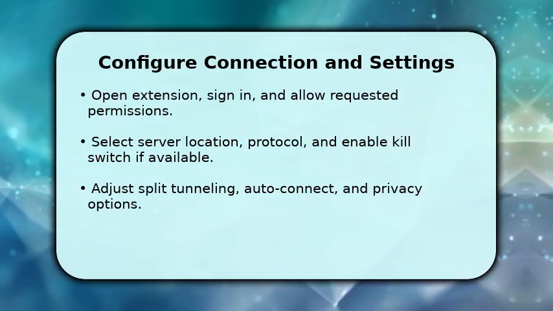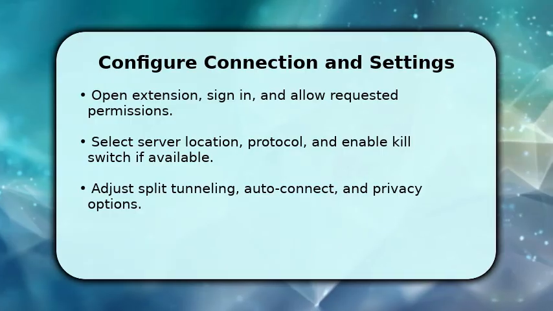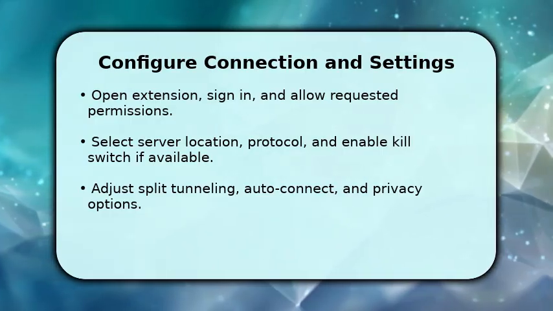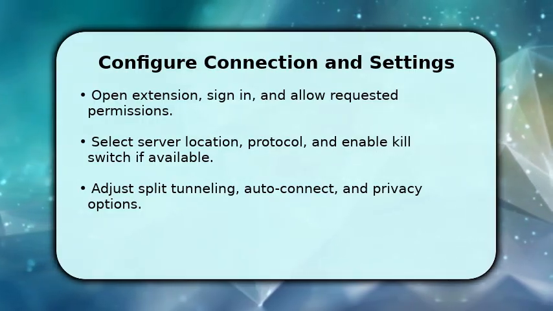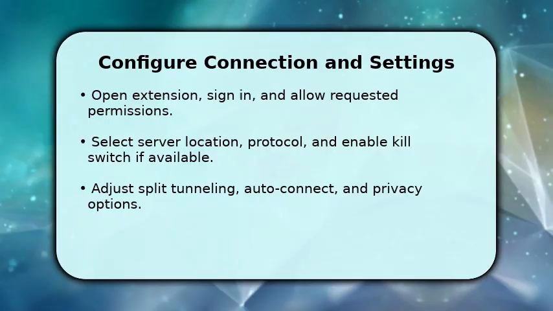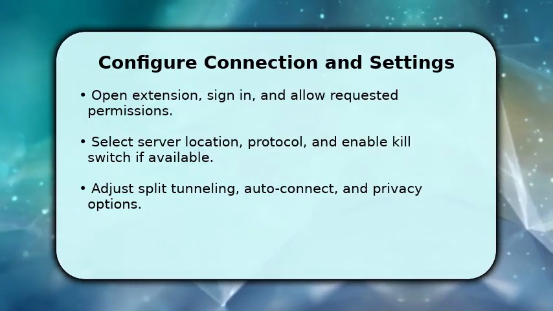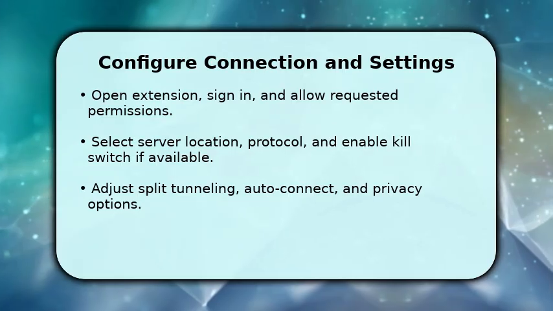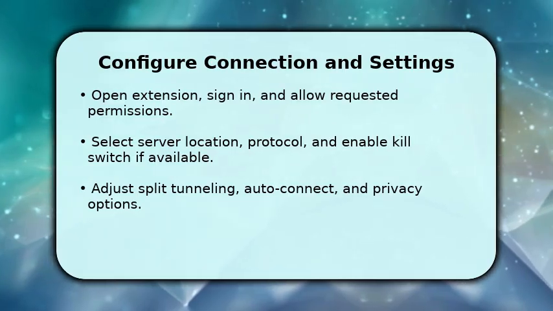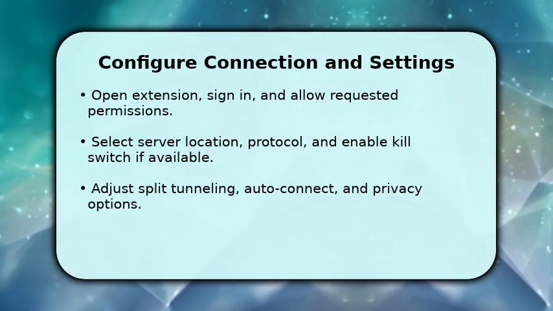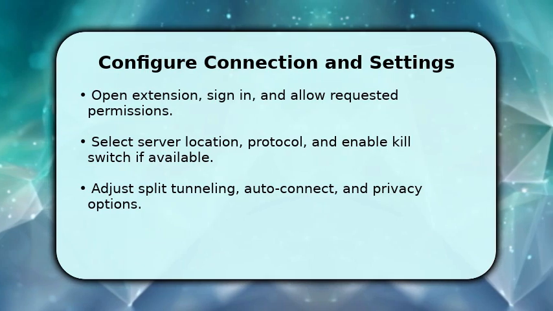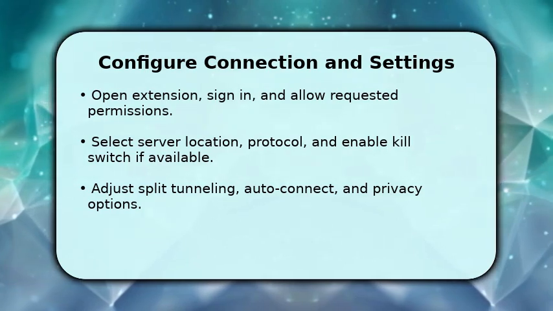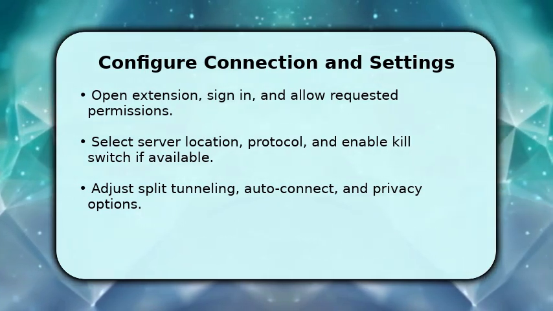Next, choose a server location that balances speed and access, closest for performance, specific country for content. Configure protocol preferences and enable the kill switch to stop leaks if the VPN drops. Also set auto-connect on untrusted networks and adjust split tunneling so only chosen tabs or sites use the VPN. These choices control security, latency, and which traffic is routed.